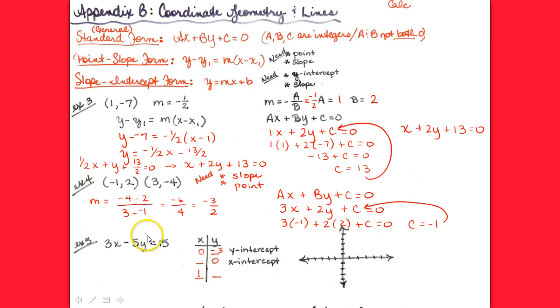Then I'm going to do the x-intercept. So I'm going to put 0 in for y. So it's like I put my finger over this piece of the graph, and I'm just left with 3x equals 15. So what's x? 5.